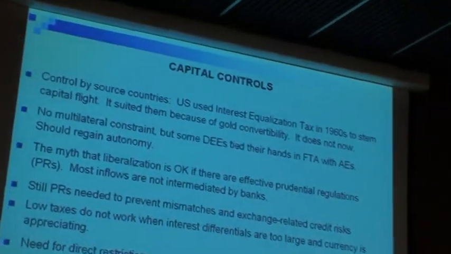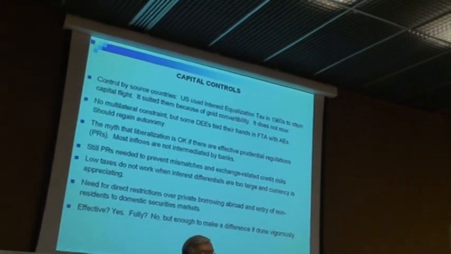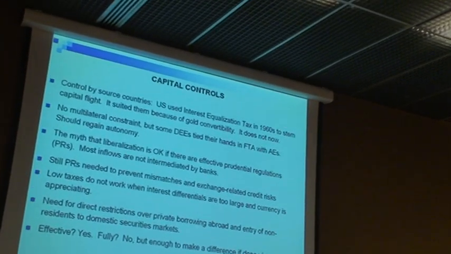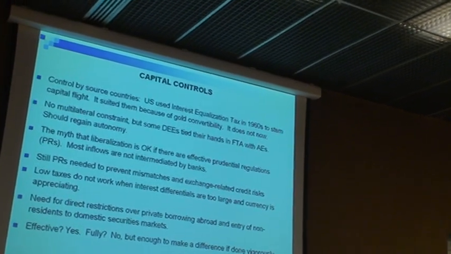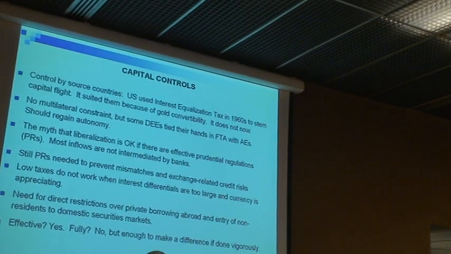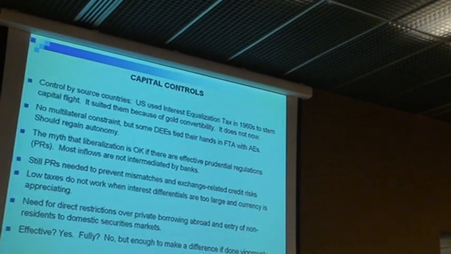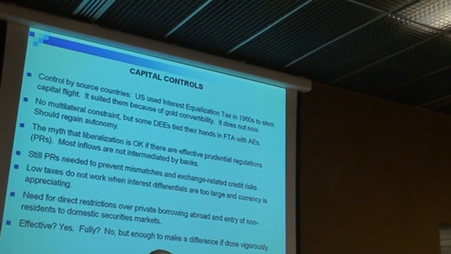And finally, capital controls. We have had some suggestion that not only developing countries receiving capital flows, but also source countries like the US should restrict capital outflows. That is, restriction on outflows from the US. Now, it's argued that this could be in the interest of the US. In fact, the US used an interest equalization tax in the 60s to stop capital leaving the United States.